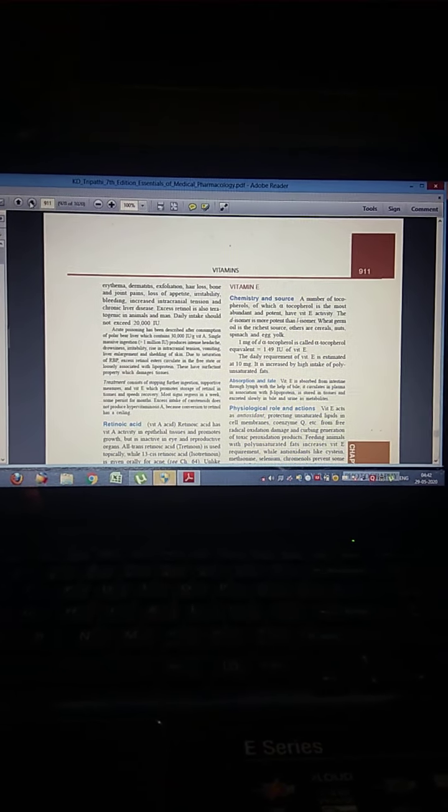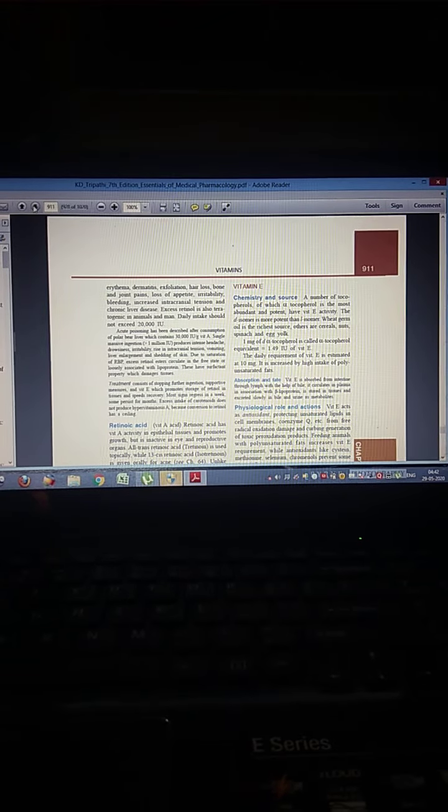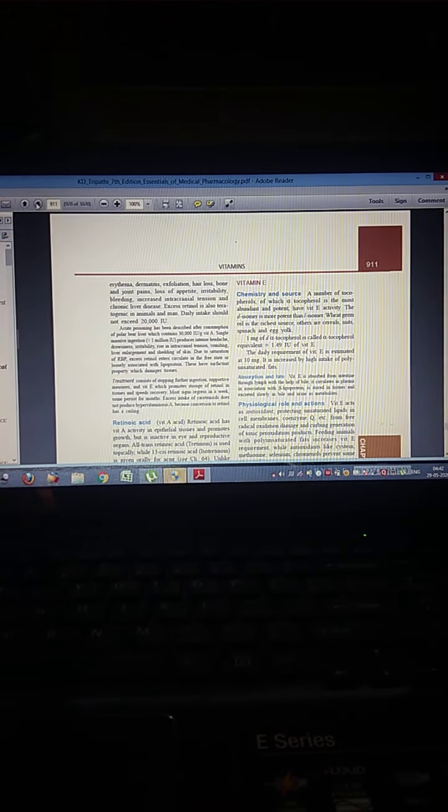The daily requirement of vitamin E is estimated at 10 mg. It is increased by high intake of polyunsaturated fat. Absorption and fate: vitamin E is absorbed from the intestine through lymph with the help of bile, and it circulates in the plasma associated with beta lipoproteins.